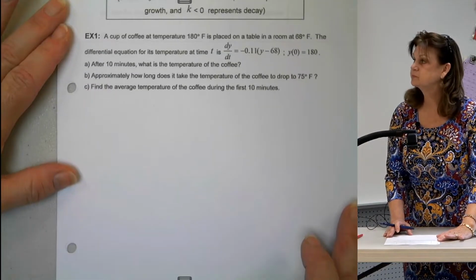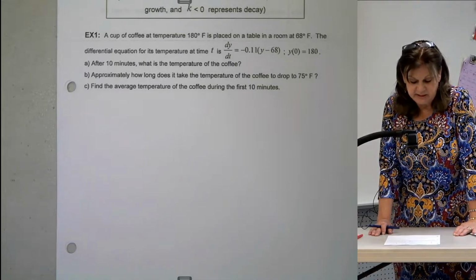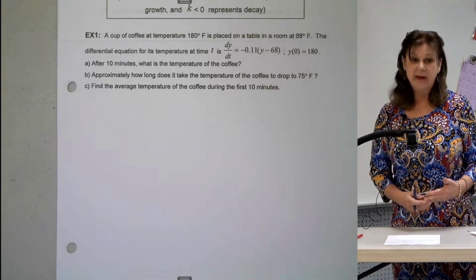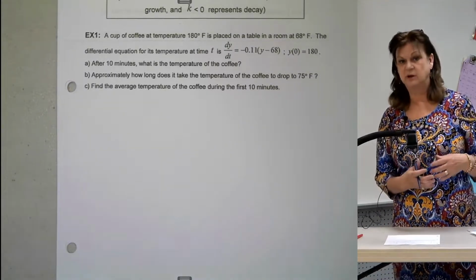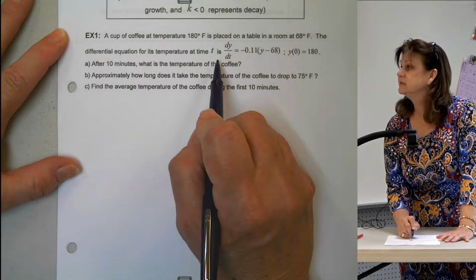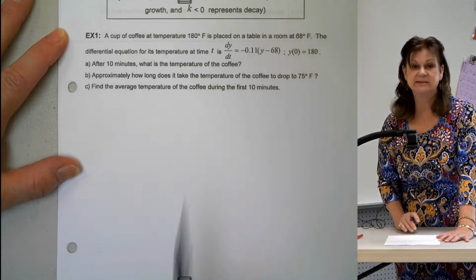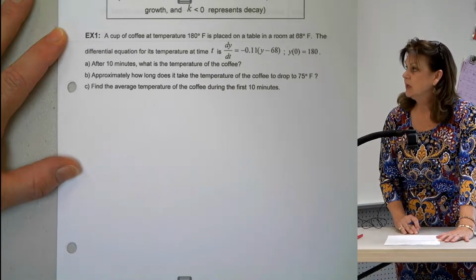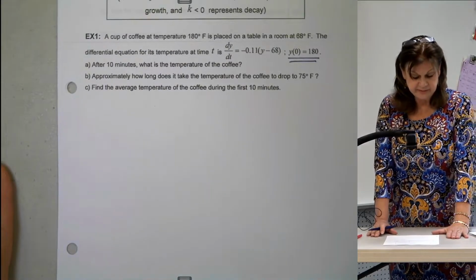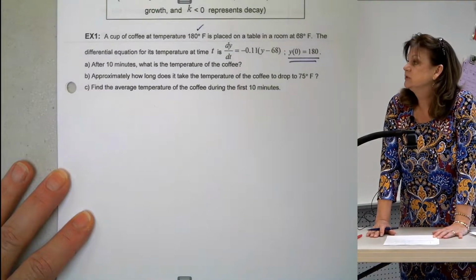So here we go. A cup of coffee, temperature 180 degrees, is placed on the table in a room at 68 degrees. We know it's going to be a growth or decay, and more than likely, we're going to be cooling the coffee off. That just would make sense. The differential equation for its temperature at time t is dy/dt = negative 0.11 (y minus 68). Then they also tell us at time 0, it's 180 degrees. And that just reinforces what they said about the initial temperature.